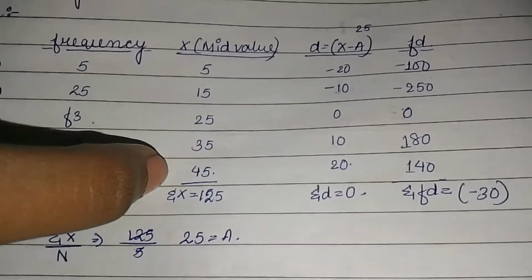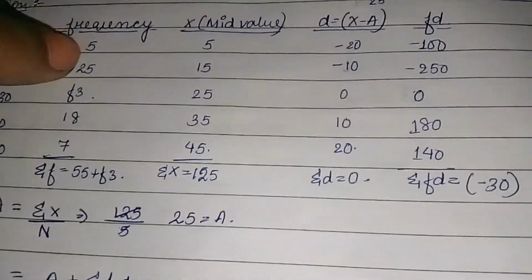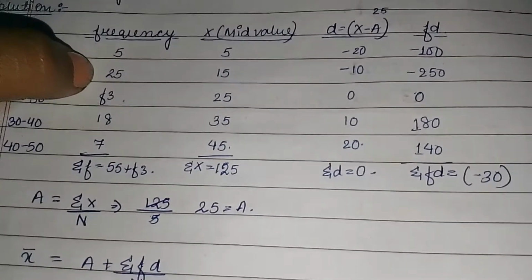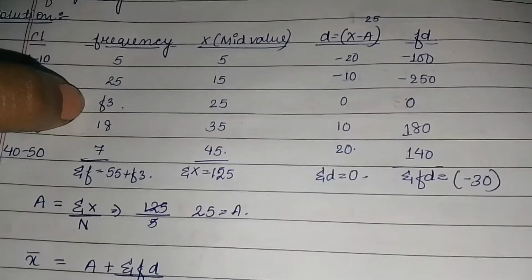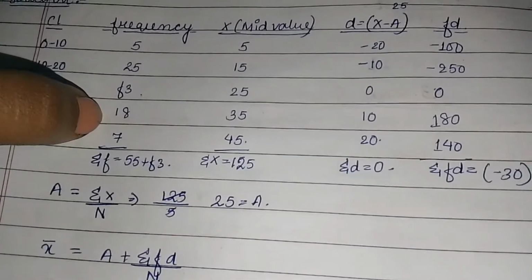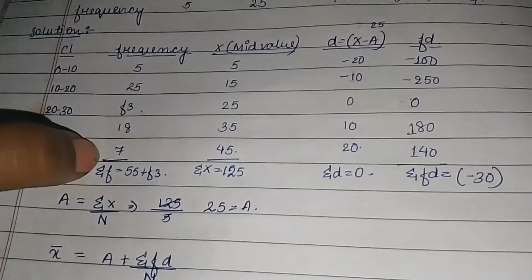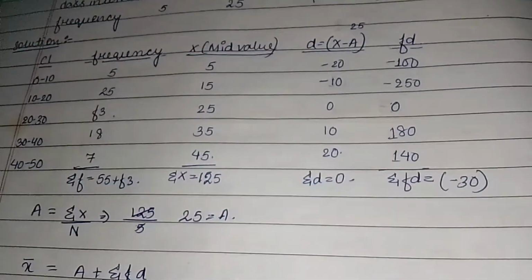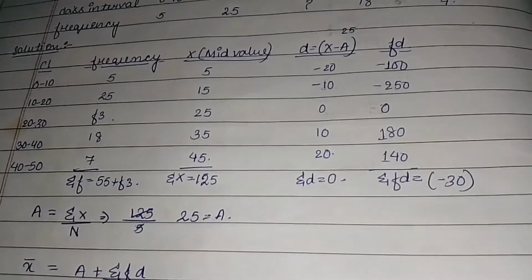Now FD is frequency times D. 5 into minus 20 is minus 100, 25 into minus 10 is minus 250. F3 into 0 is 0. 18 into 10 is 180, 7 into 20 is 140. So minus 350 and plus 320, that is minus 30. Sigma FD is minus 30.